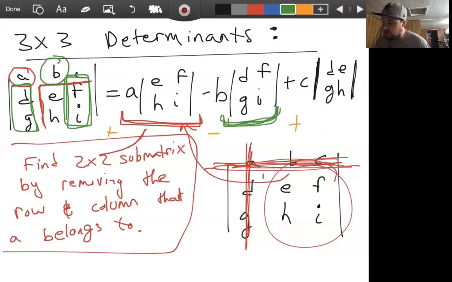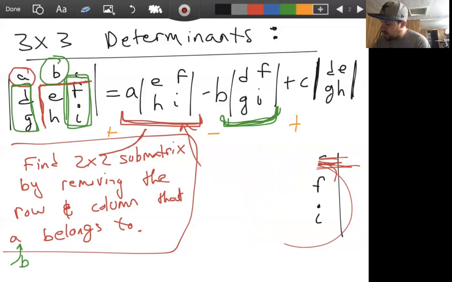And what did we do this time? Well, we did the same thing, but now we deleted the row and column that B belongs to. So let me copy our matrix again here, and we can see where we got the submatrix from.